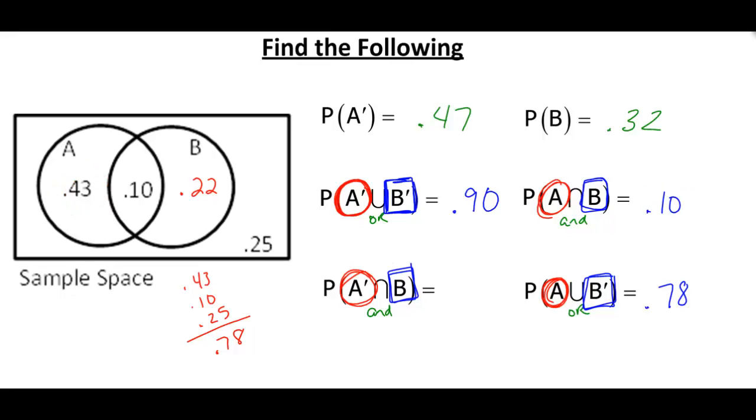So let's look at the last one. Not an A, so this is not in circle A, this is not in circle A, and for B, this is in circle B, this is in circle B. Again, I want anything that has a circle and a square. The only part that has a circle and a square is 0.22. So my answer is 0.22. And that's how you deal with Venn diagrams on a simple, straightforward basis with two events A and B.